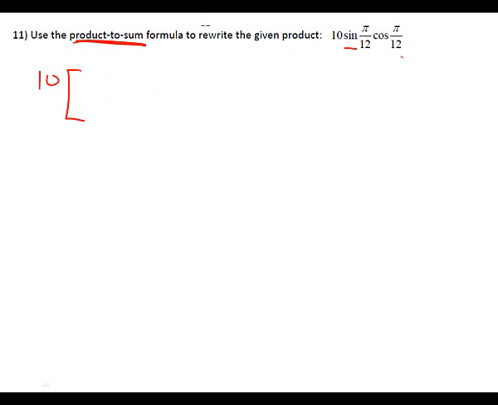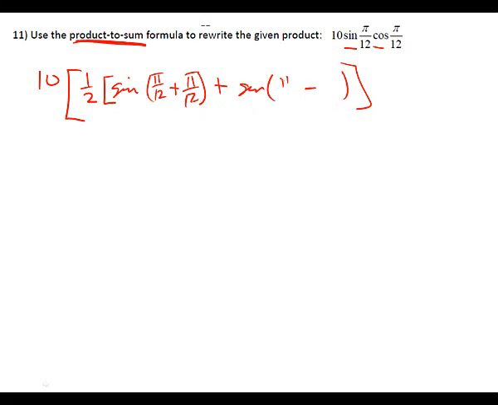So if I've got a sine times a cosine, what do I start my product to sum with? What do all the product to sums start with? 1/2, okay? And then sine times cosine, where am I going to go from there? Sine of the two angles, right? And we add. Then we're going to add what else? Sine, and inside those parentheses we subtract. Okay, so it's sine of pi over 12. Oh, it's pi over 12 on both of them. Okay. Pi over 12, pi over 12.